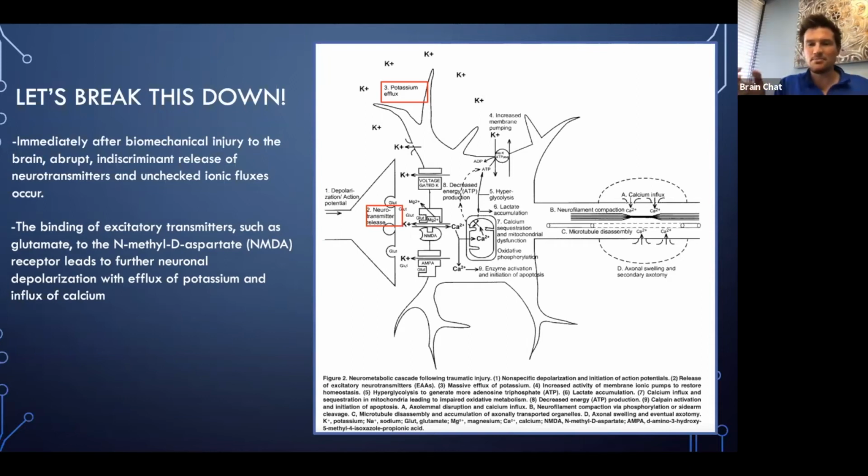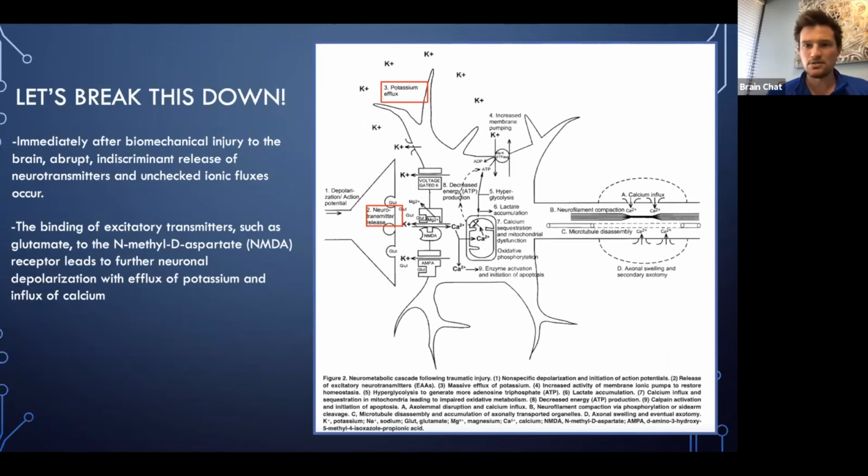And there needs to be a good, healthy balance of that. But what happens after a brain injury is that there's a binding of excitatory neurotransmitters, something such as glutamate and others, but just glutamate to name one of them. And the glutamate will bind to what's called an NMDA receptor. If you think of an NMDA receptor, just think of a door to a house, right?